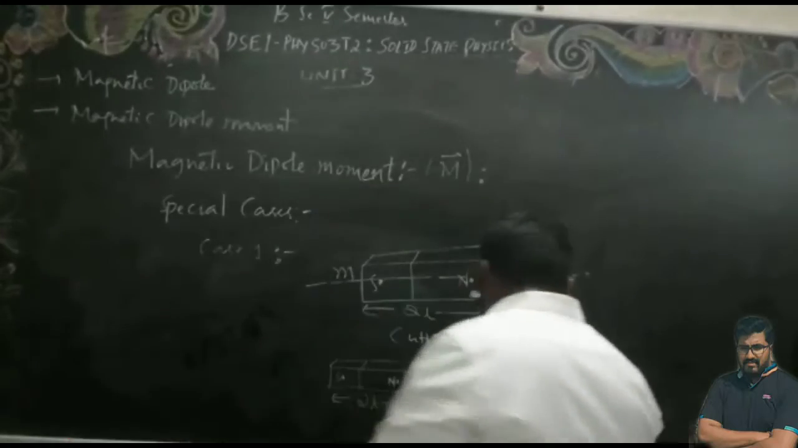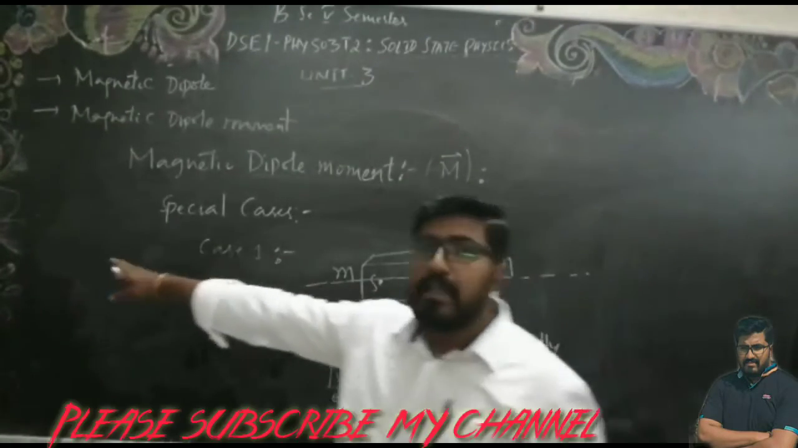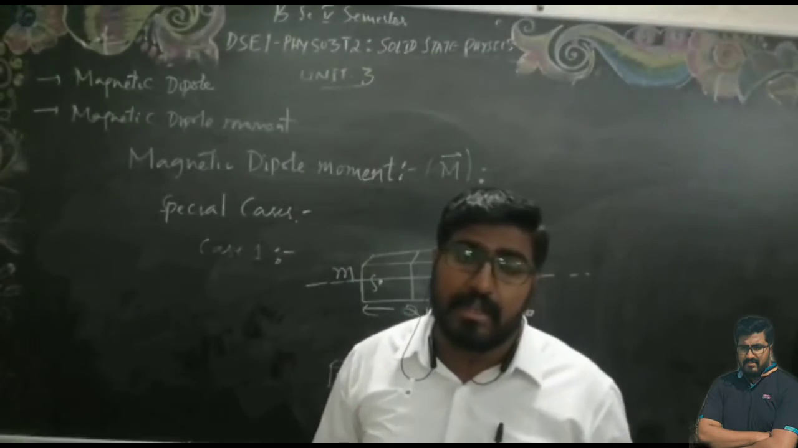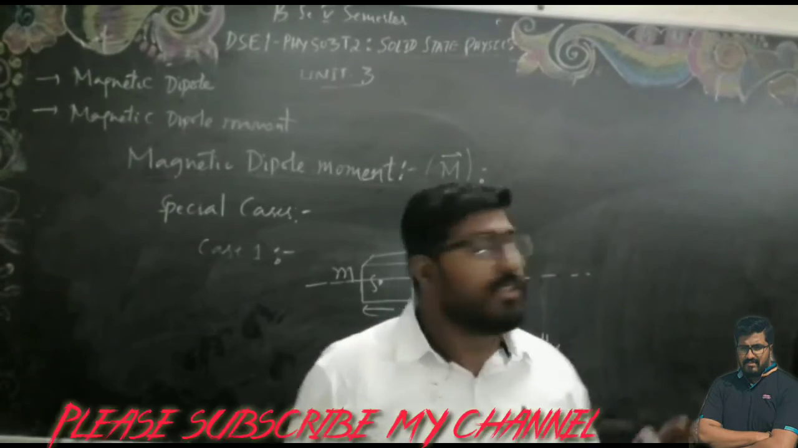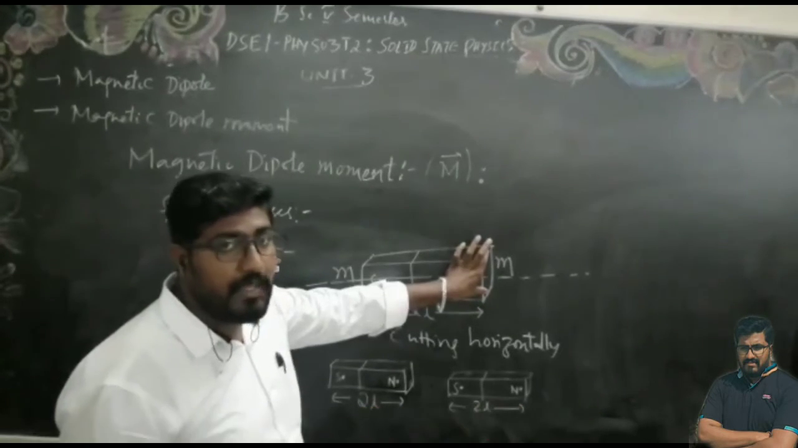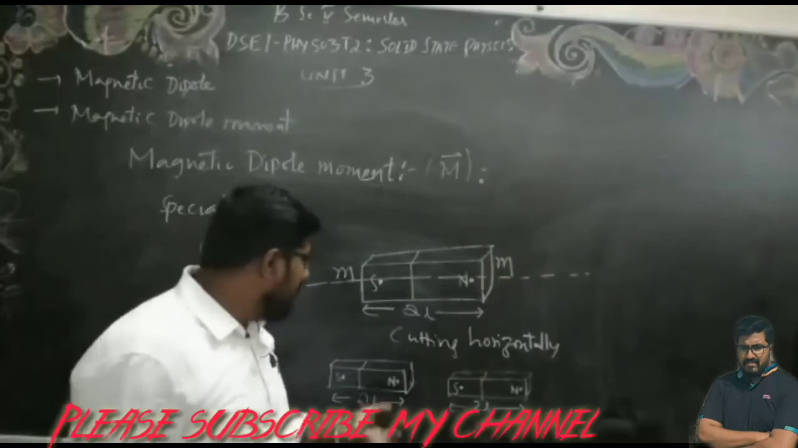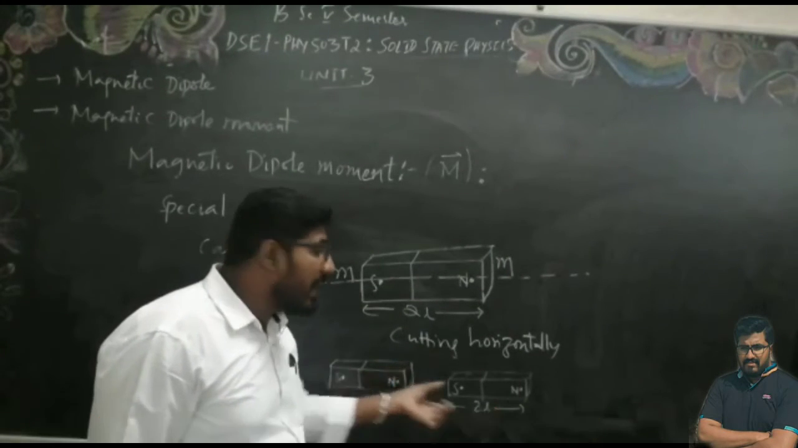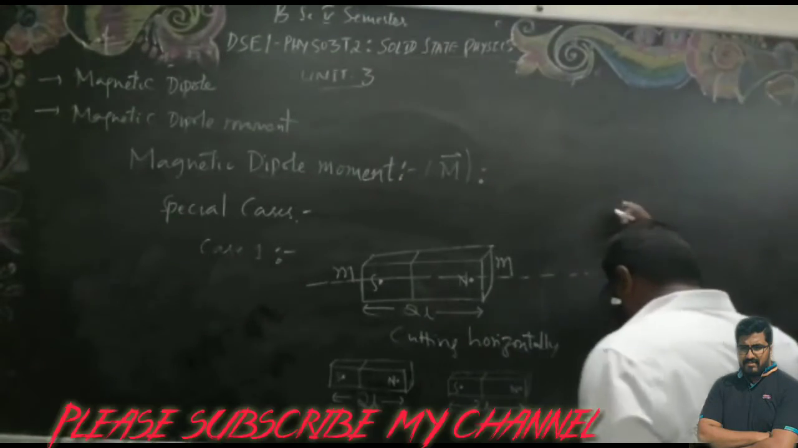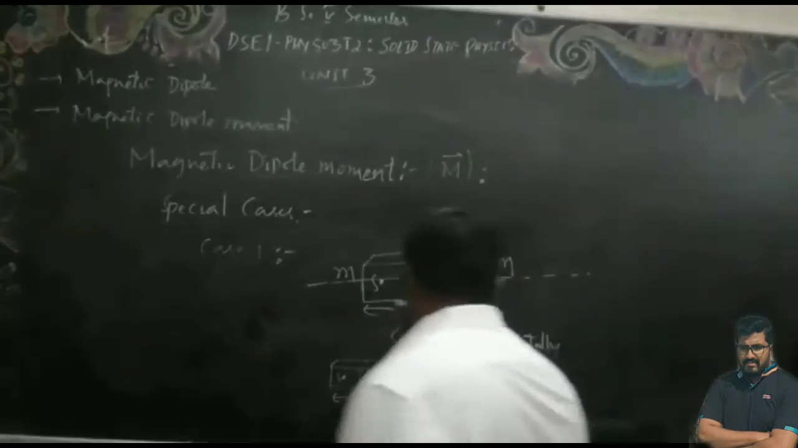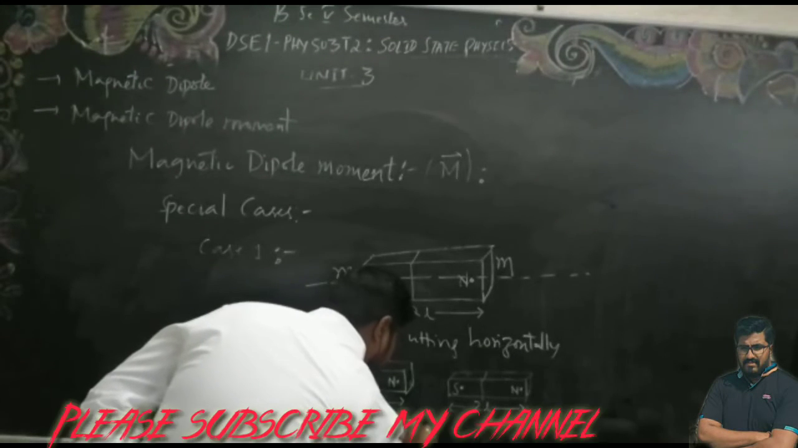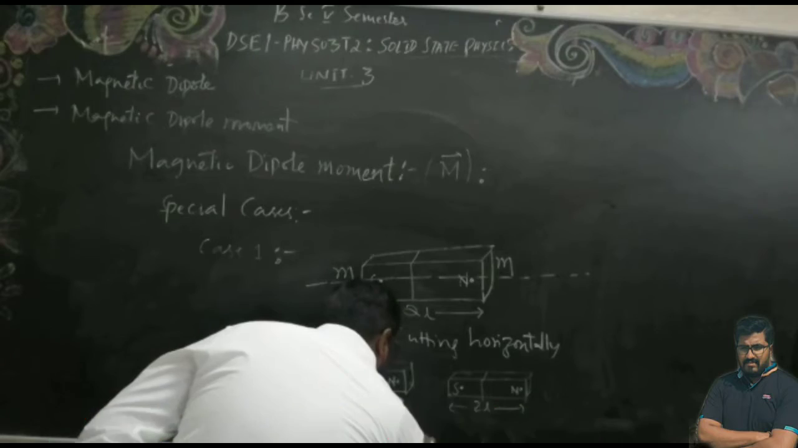As I told you in the note, the pole strength depends upon the cross-sectional area as well as upon the nature. Therefore, the cross-sectional area before cutting was more. After cutting horizontally, the area of cross-section of the bar magnet has reduced. Therefore, how can I write this? Here, I write the pole strength times the length, pole strength times 2L.